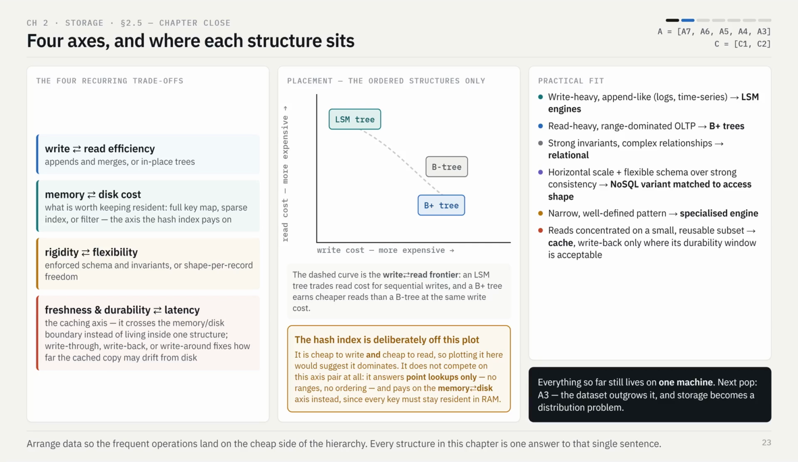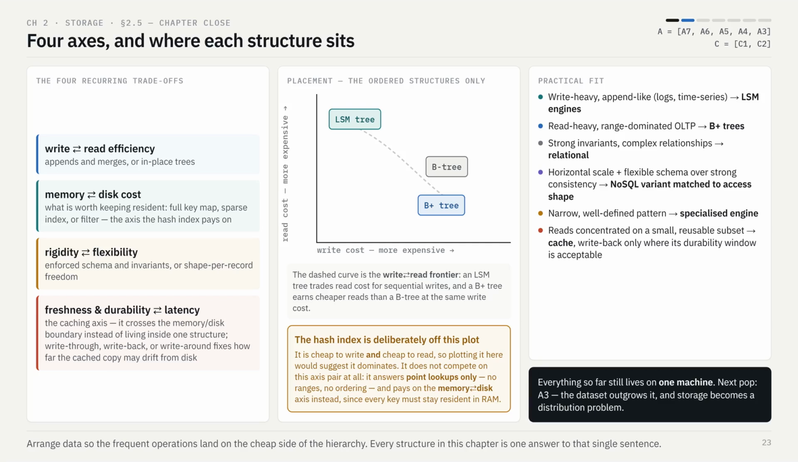And caching then applies the same reasoning across the boundary between memory and disk, rather than within a single structure, where the choice between write through, write back, and write around fixes how stale the cached copy may become and how much unflushed data sits exposed on volatile memory. The recurring trade-offs are therefore write efficiency versus read efficiency, memory cost versus disk cost, rigidity versus flexibility, and freshness and durability versus latency.